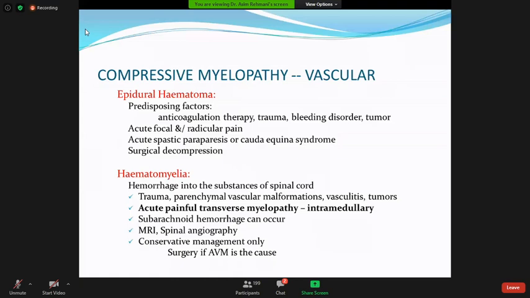Hematomyelia is basically hemorrhage within the cord substance. It causes acute, painful myelopathy. If the cause of these conditions is AVM, it can be managed by surgical intervention.